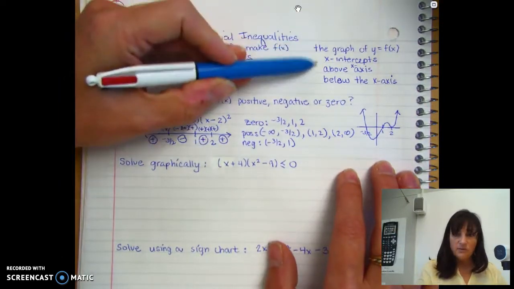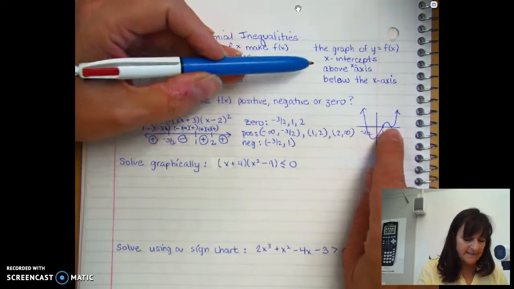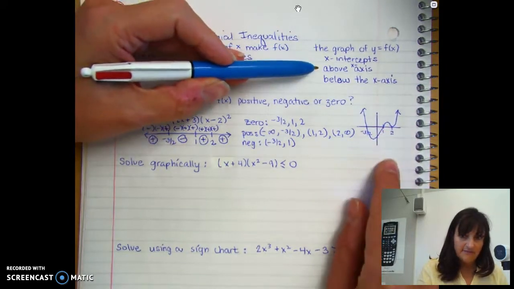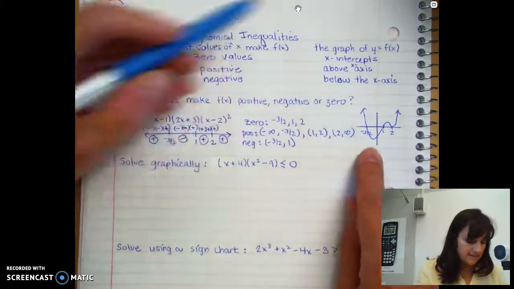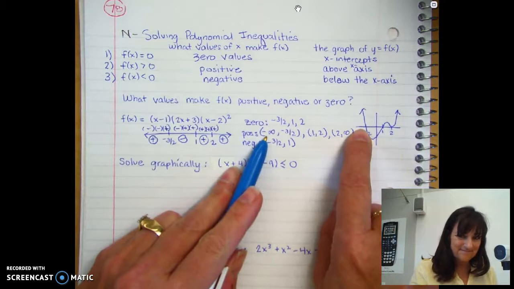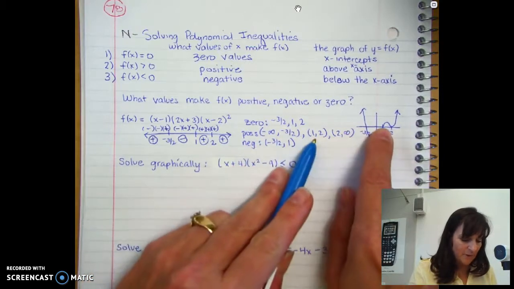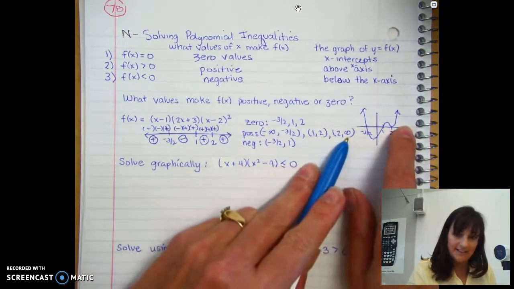And this takes us back to what I wrote down up here. The 0 values are at the x-axis. The positive values are above the x-axis. So that's why we had from negative infinity to negative 3/2, from 1 to 2, and from 2 to infinity.